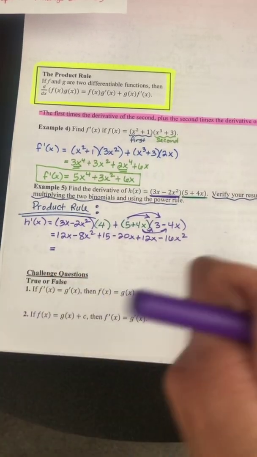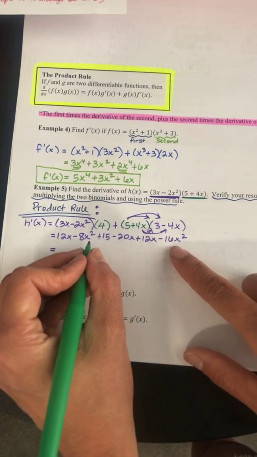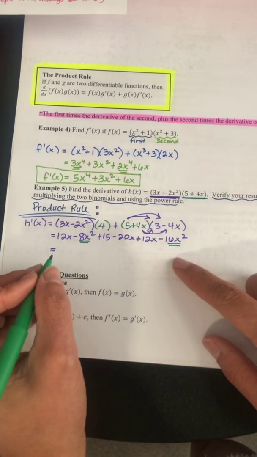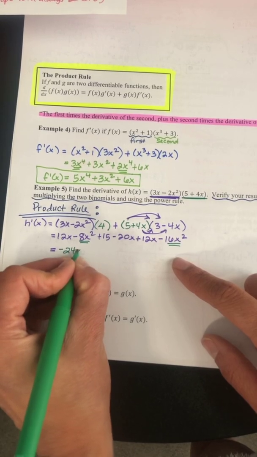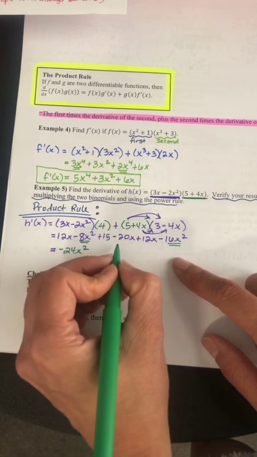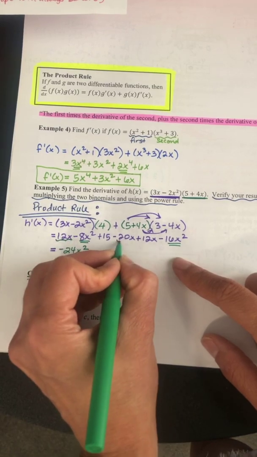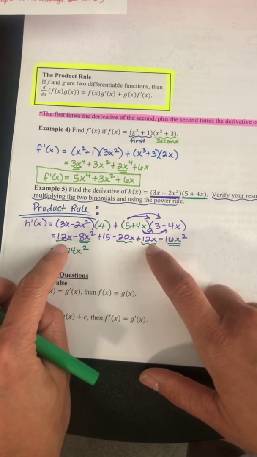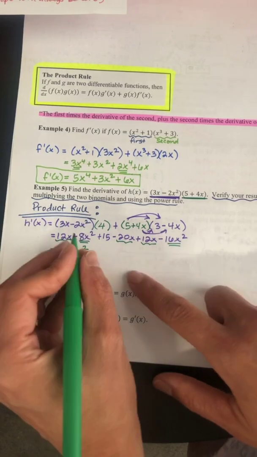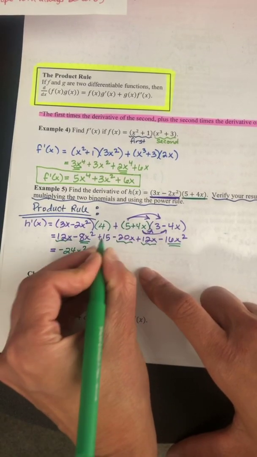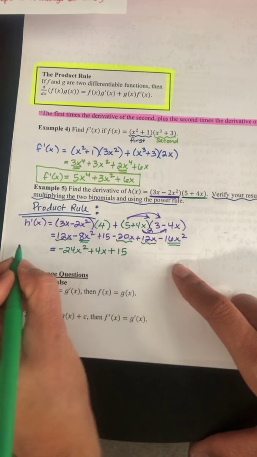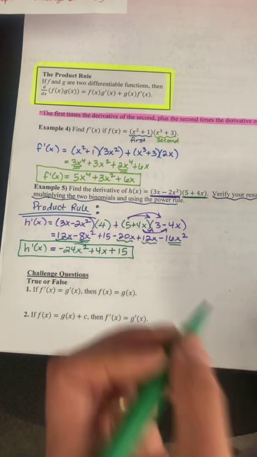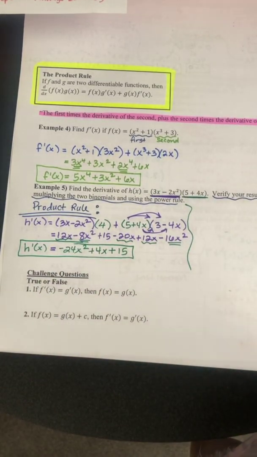All right, and let's get our final answer here. So the highest degree is the squared. So we have like terms right here. Negative 8x squared and negative 16x squared. That's what, negative 24x squared. And then we have x's. We have a 12x, a negative 20x, and another 12x. Let's combine the 12s. These are both positive. So 12 and 12 is 24. And then 24 minus 20 is just 4. So plus 4x. And then the constant plus 15. So h prime of x equals this. Okay. So that was using the product rule.